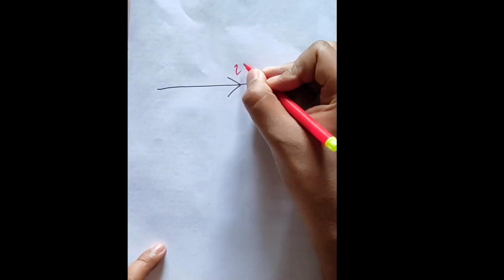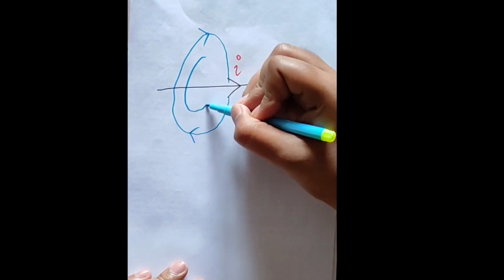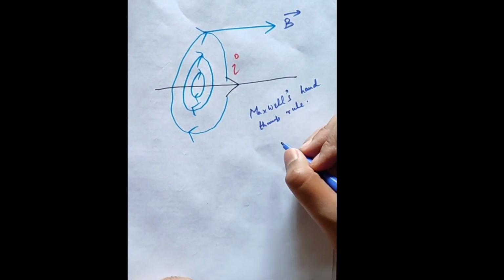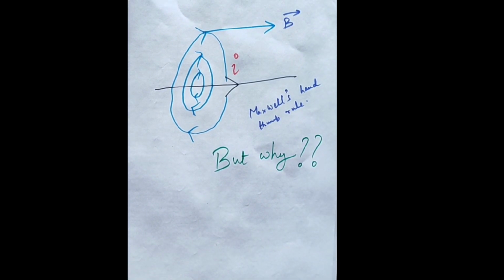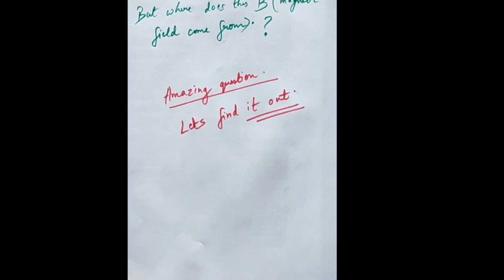Take the magnetic field created around a conductor carrying current I, which is explained by Maxwell's right-hand thumb rule. But why does it happen in the first place? Where does the magnetic field come from? Amazing question. Let's find it out.